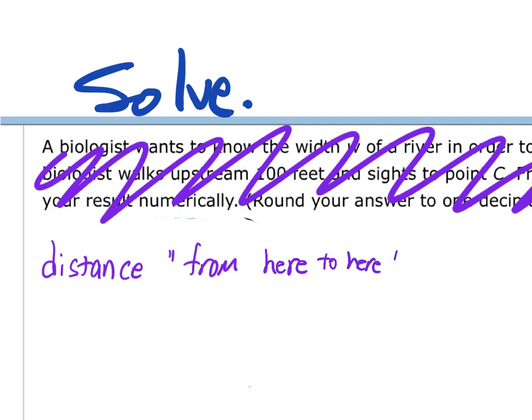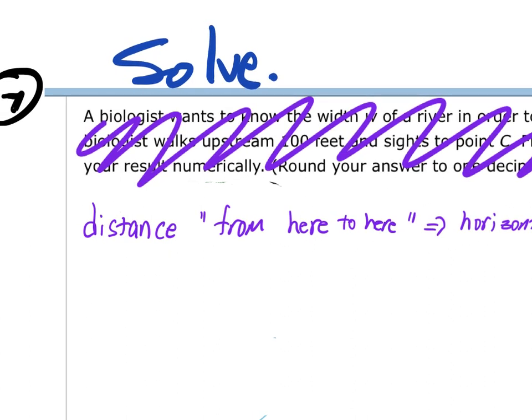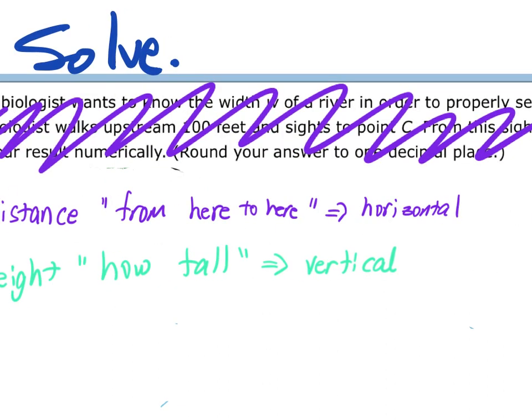When it talks about the distance from here to there, they're talking about the horizontal side of a right triangle. This is good for you guys to get in your brain. When they're talking about height, when they say how tall is the tree, the apartment building, whatever, they're talking about the vertical distance, the vertical part of the right triangle.